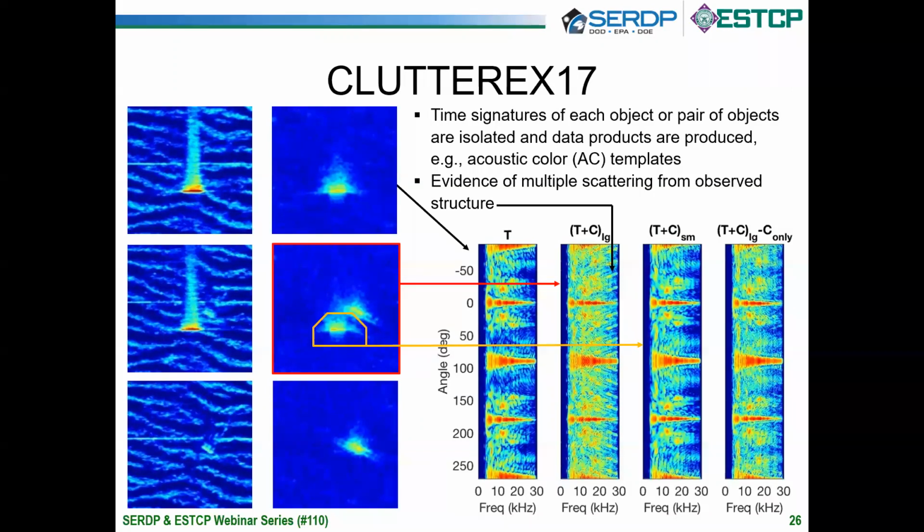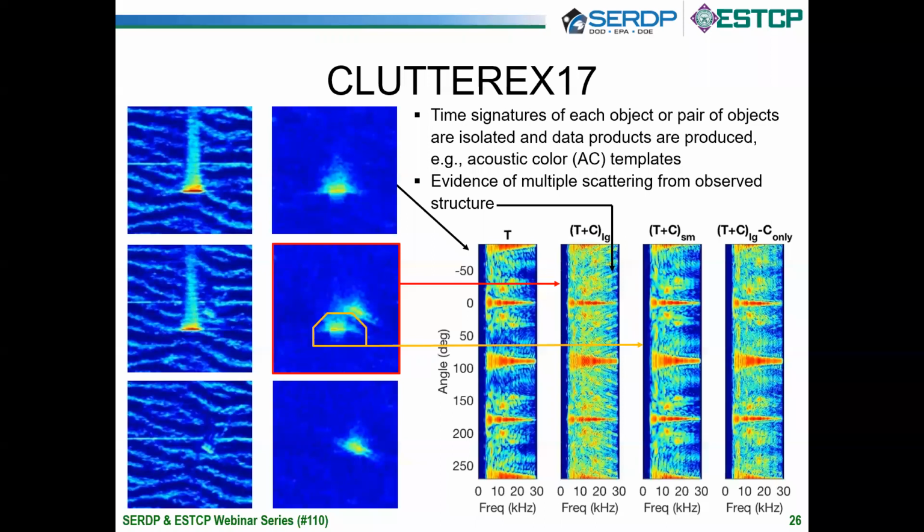Now, if you take the time signals that are used to generate the SAS image, and instead of generating SAS imagery, which is a spatial view of the target, convert that into a target strength as a function of target aspect angle and frequency, you get the 4 plots that are on the lower right-hand side of this slide. Now, if you look at the plot labeled T, that's the target by itself. And this is a 360-degree view of that target response in frequency space.